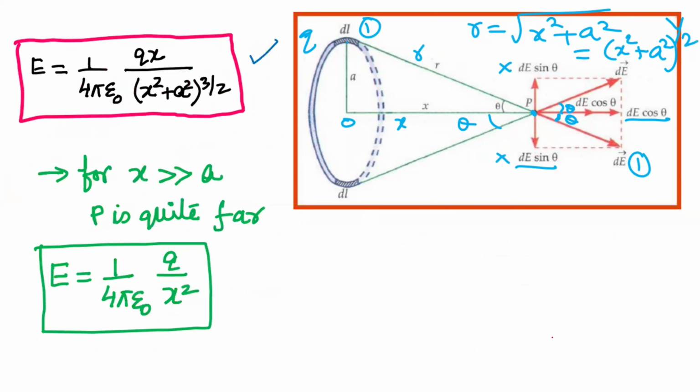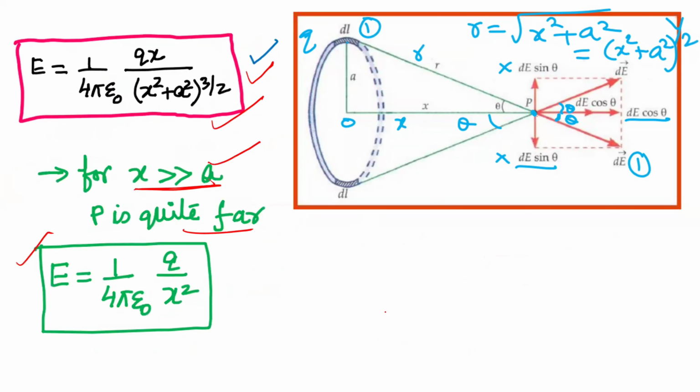Now further, if you are solving this, so E becomes 1 upon 4 pi epsilon naught qx upon (x square plus a square) to the power 3/2. So this is an expression. Now if x is very much greater than a, then P is quite far from this point. In that case the value of E will become 1 upon 4 pi epsilon naught q upon x square. So this is the final expression.